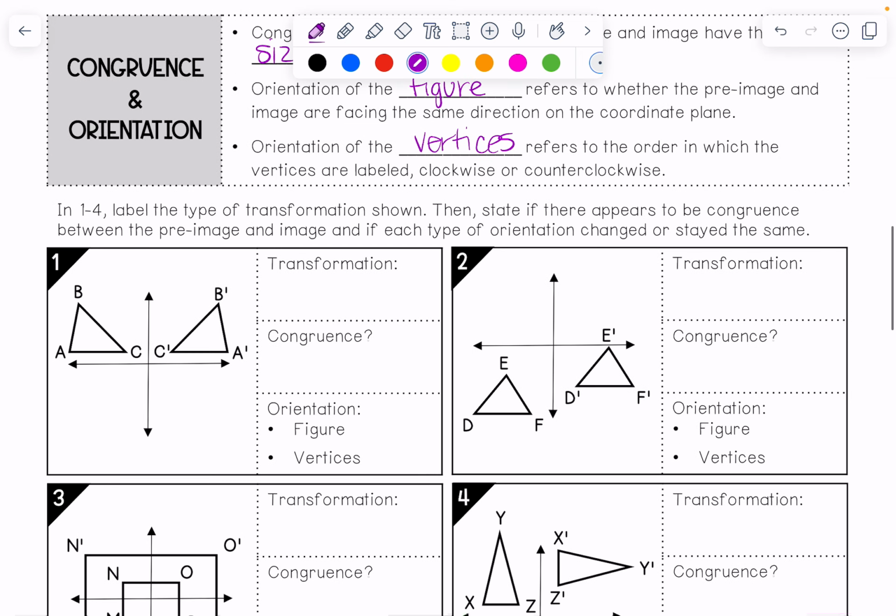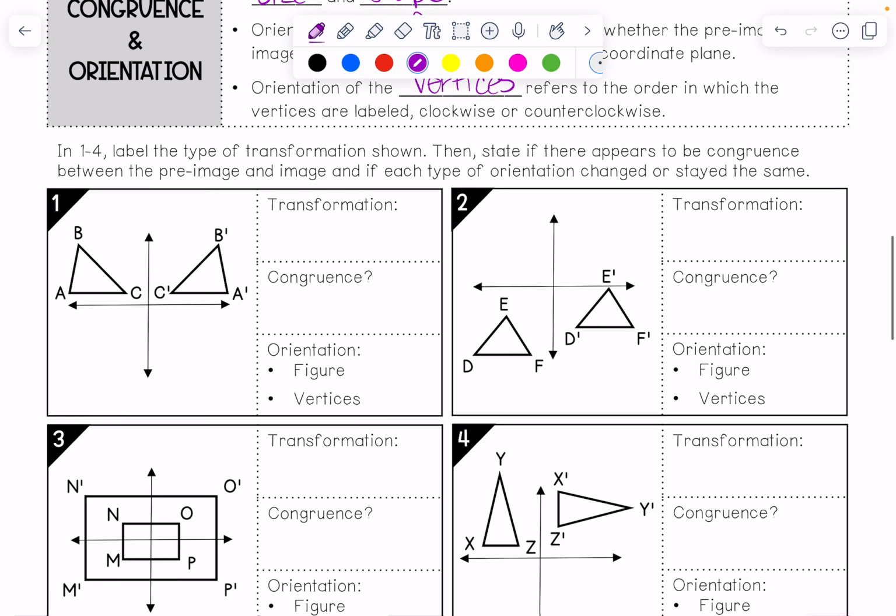So we're going to look at these examples and we're going to identify the transformation, discuss if the figures are congruent, and if the orientation of the figure and the vertices changed or not.